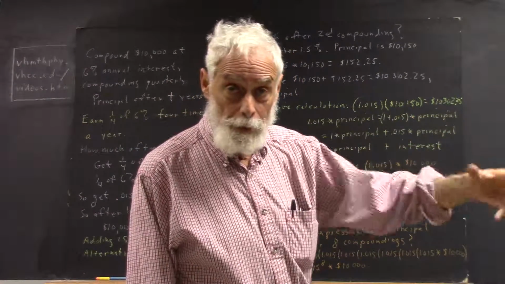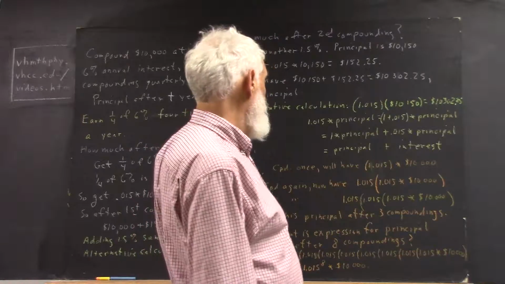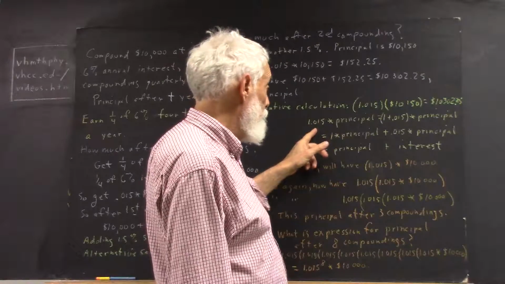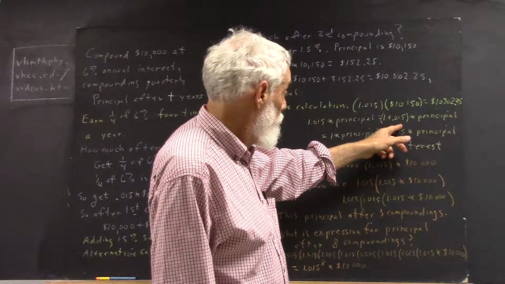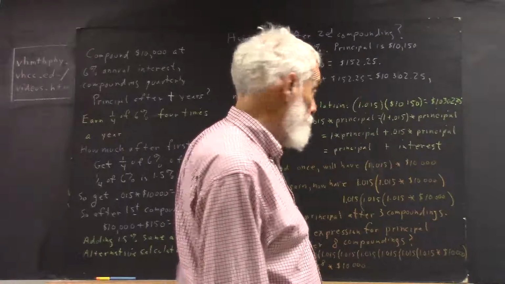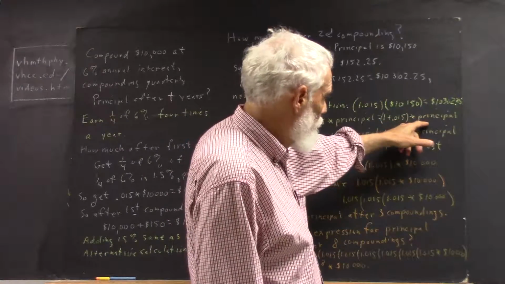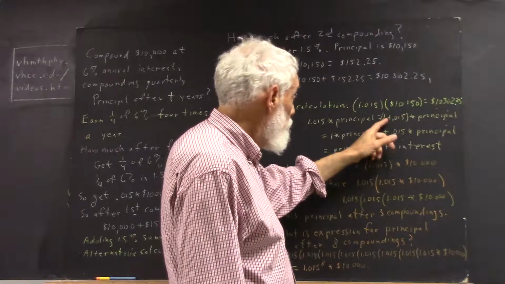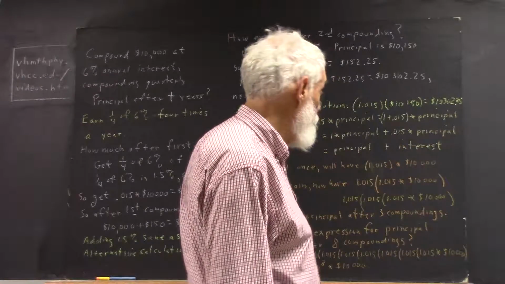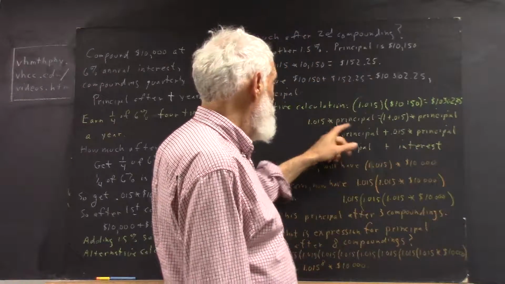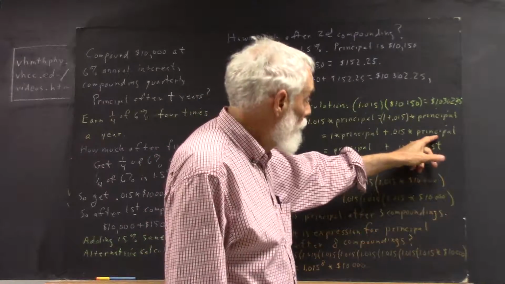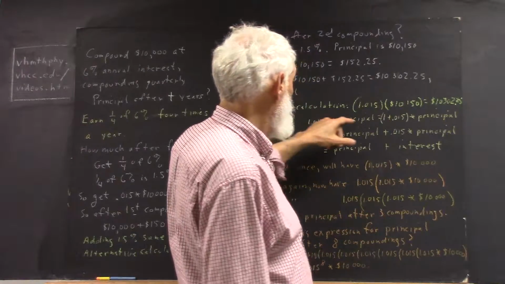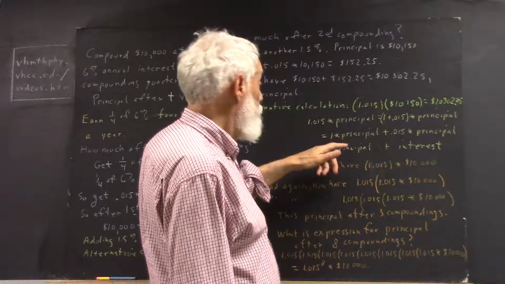Explanation, and again, to repeat the explanation of why that works. 1.015 times your principal is, well, 1.015 is the same as 1 plus 0.015, right? So that's 1 plus 0.015 times your principal. And 1 plus 0.015 times your principal, by the distributive law, is 1 times your principal, plus 0.015 times your principal. And what's that? Well, 1 times your principal is your principal. 0.015 times your principal, well, that's how we calculate the interest. So that 1.015 times your principal is just going to equal your principal plus your interest.